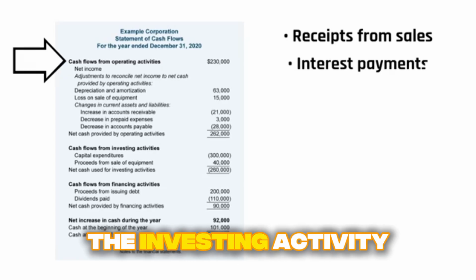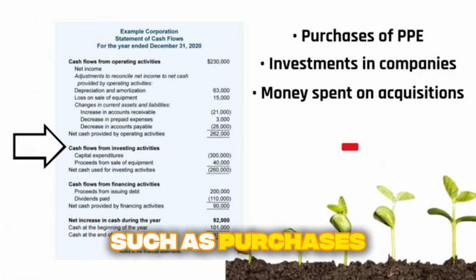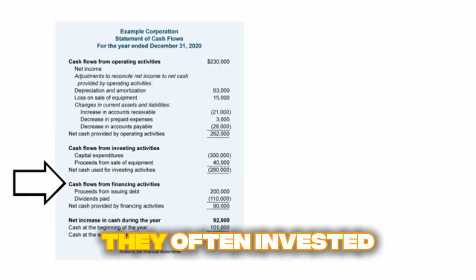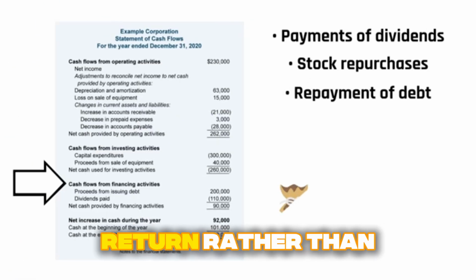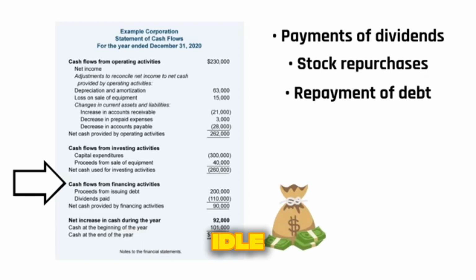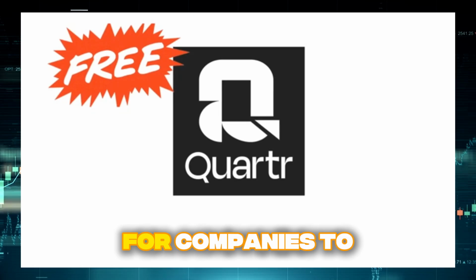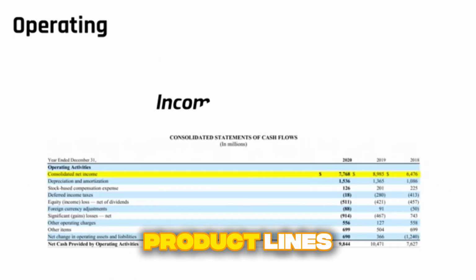Moving on to the investing activity section of the cash flow statement, this part includes items such as purchases and proceeds of investments. When companies have excess cash, they often invest it in short-term low-risk assets like government bonds to earn some return rather than letting it sit idle. You'll also find acquisitions and disposals of businesses here.